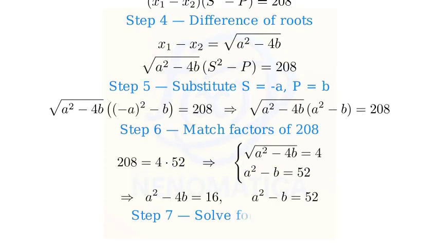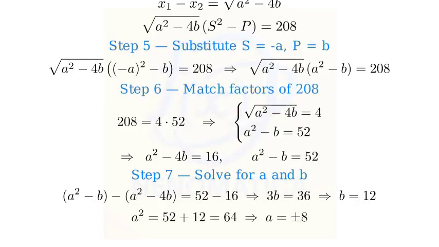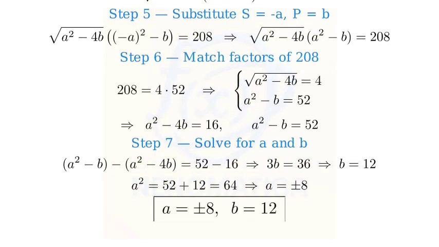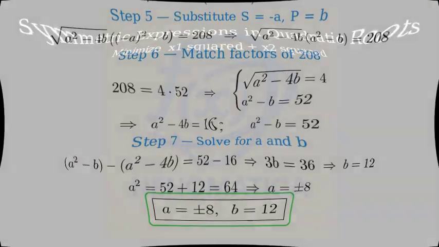Step 7. Solve the system. Subtract the first equation from the second. (a squared minus b) minus (a squared minus 4b) equals 52 minus 16. That gives 3b equals 36, so b equals 12. Then a squared equals 52 plus 12, which is 64. Hence a equals plus or minus 8. Conclusion. The coefficients are a equals plus or minus 8 and b equals 12. These values satisfy the original condition that the difference of the cubes of the roots equals 208.